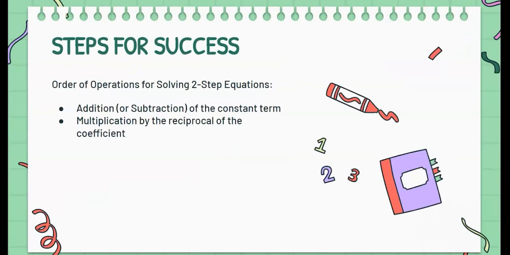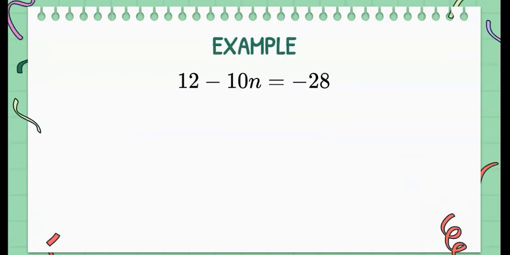Now, our steps for success. Like I said, we're solving two-step equations. Those are equations that specifically follow the first two steps of the order of operations for solving equations. That would be addition, and then step 2 would be multiplication. If you watched some of my other review videos, then you'll know why I only have addition and multiplication on my steps of order of operations.